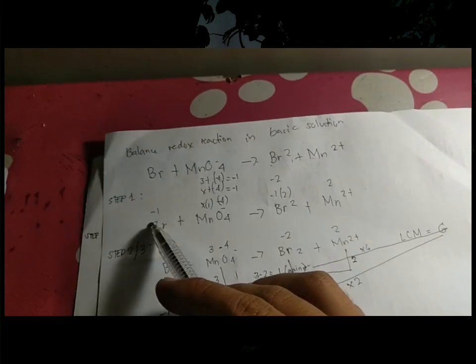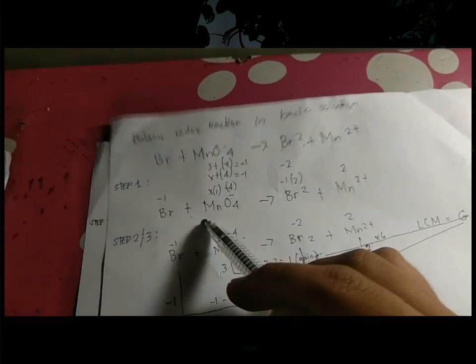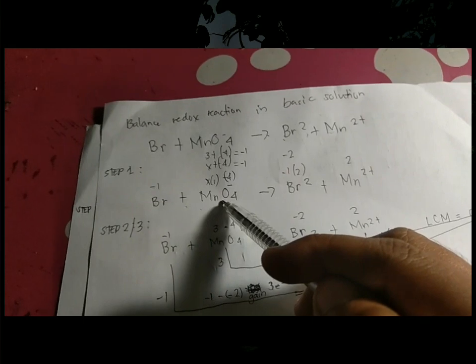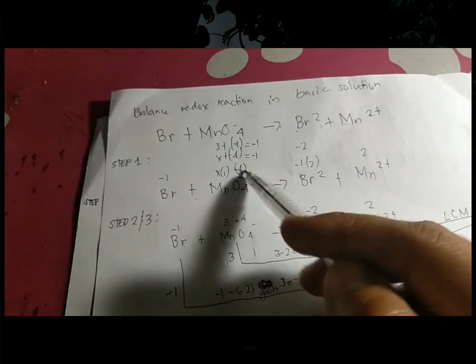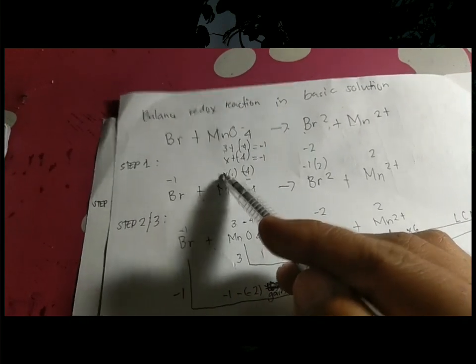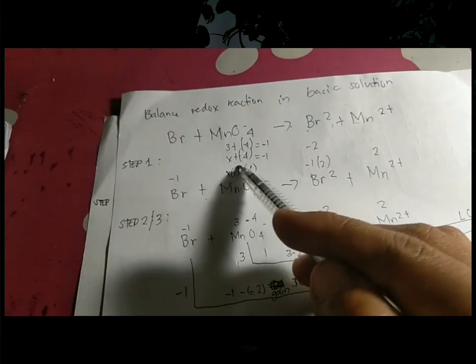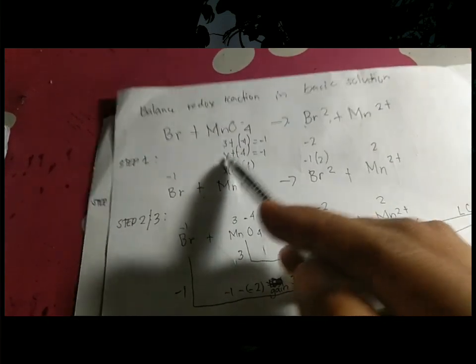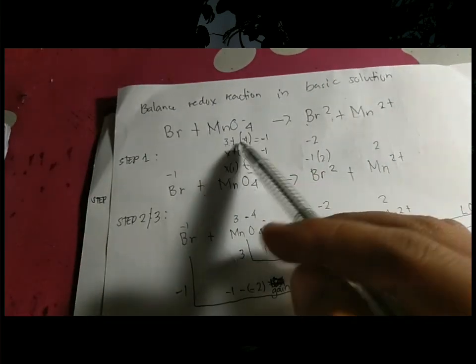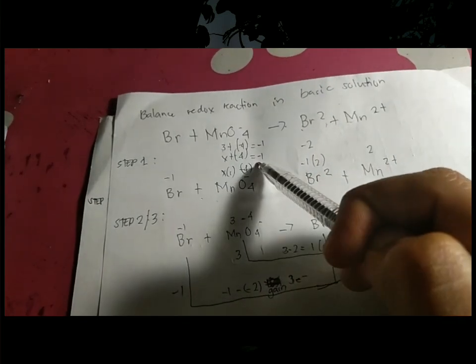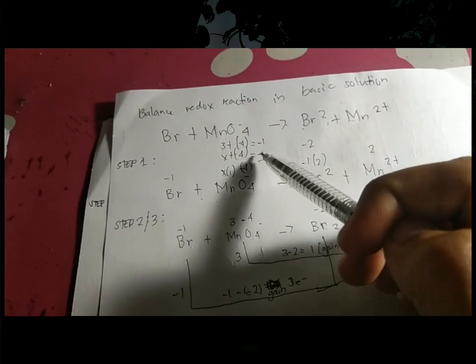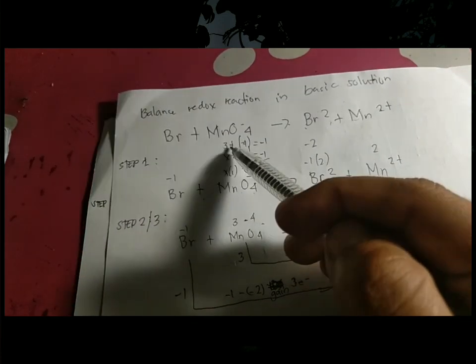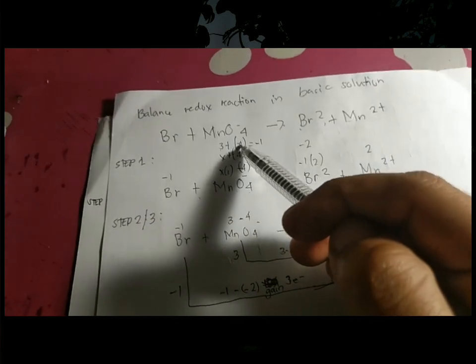So bromine is understood to be negative 1, plus manganese oxygen 4. So negative 4 times, or x times 1. So x plus negative 4 is equal to negative 1. So we have to find a number that, added to negative 4, is equal to negative 1. So we have 3 plus negative 4 is equal to negative 1.